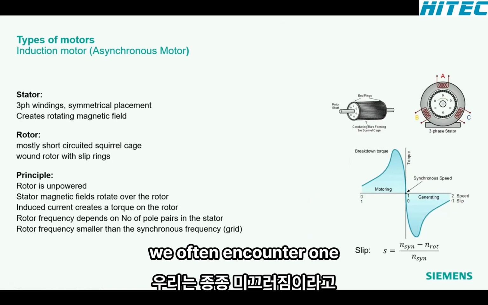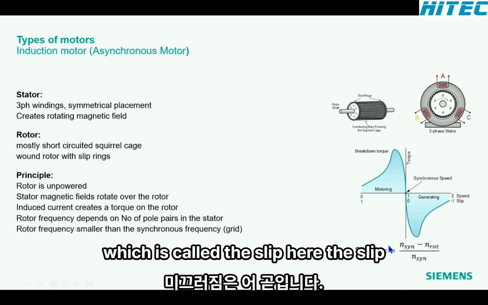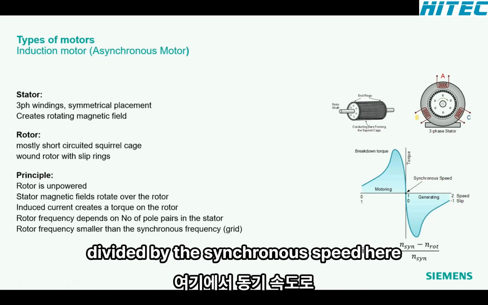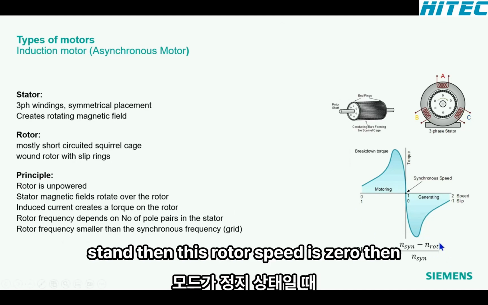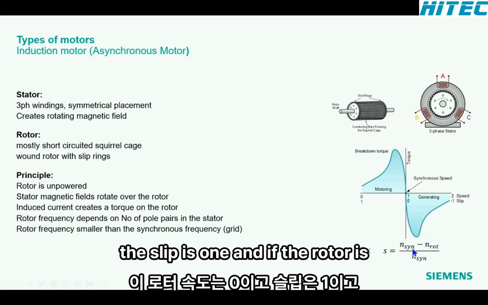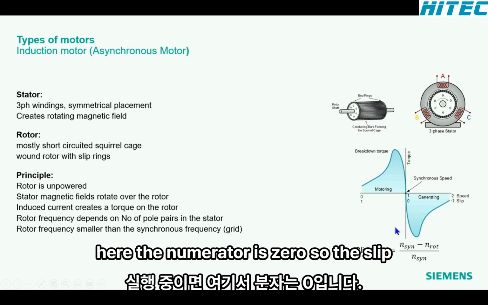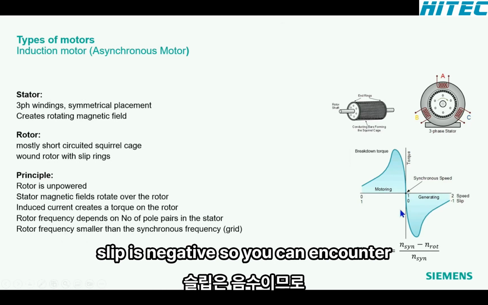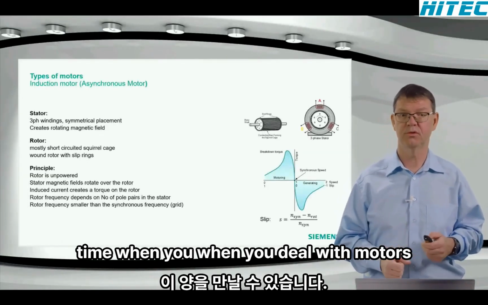We often encounter one value which is called the slip. The slip, as you see in the formula, is the synchronous speed minus the rotor speed divided by the synchronous speed. And you see when the motor is at standstill, then the rotor speed is 0, then the slip is 1. And if the rotor is running at the synchronous speed, then the numerator is 0, so the slip is 0. And in case of a generator, the slip is negative. So you can encounter this quantity all the time when you deal with motors technically.